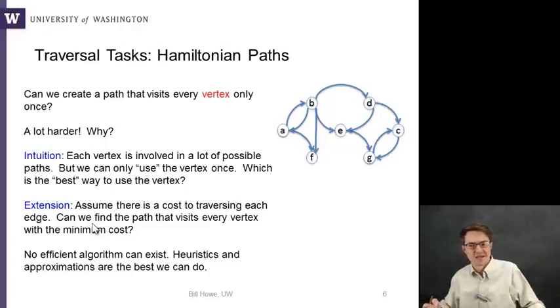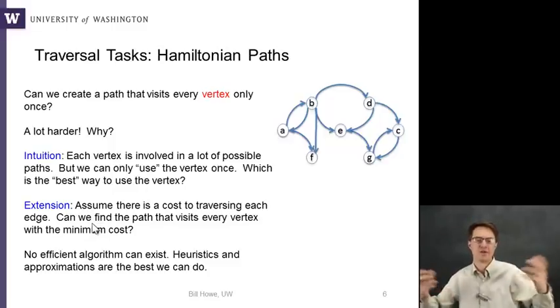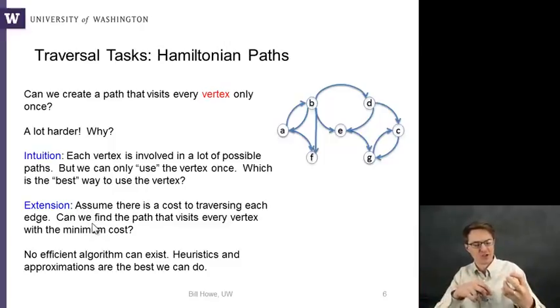And the reason is that, intuitively, every vertex has lots of edges, and so it's involved in lots of different possible paths through the graph. And you're trying to find one of these paths that touches every vertex only once. Given that this vertex is involved in lots of different paths, you're only allowed to use that vertex one time. And so you can imagine that it's difficult to figure out what is the best way to use this vertex. There's a whole lot of different conditions you have to consider.